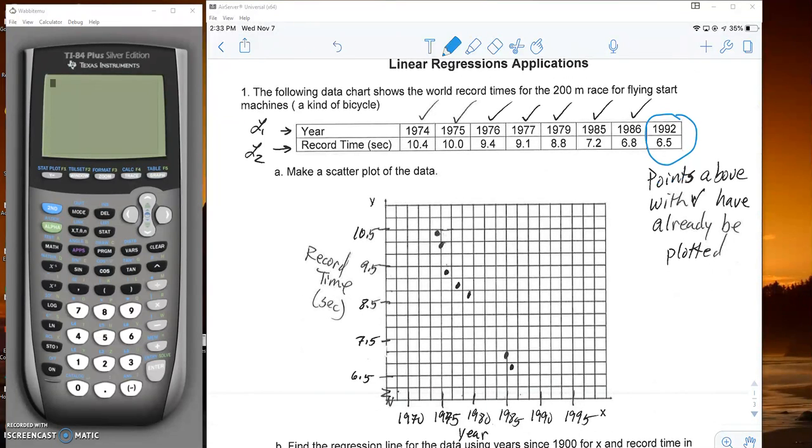So to plot this, I'm going to go to the year 1992, which is going to be about here-ish, and 6.5, so I'm going to go to right there and plot my point.